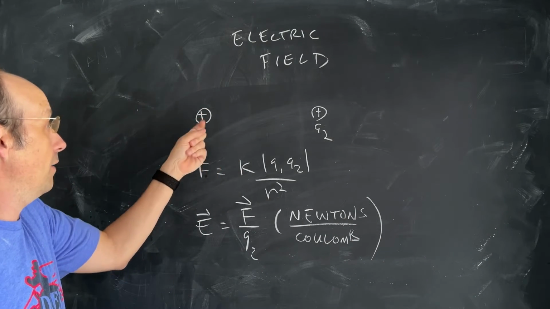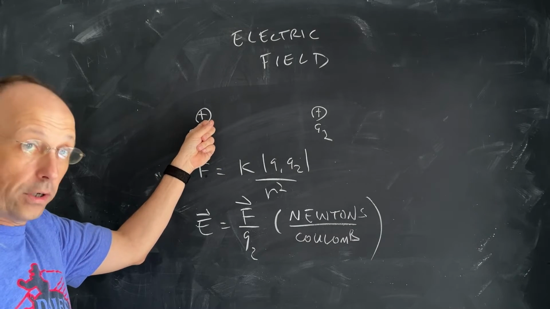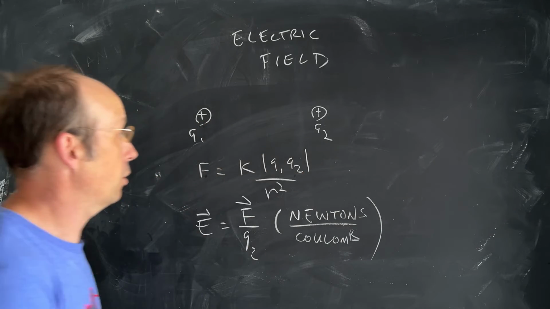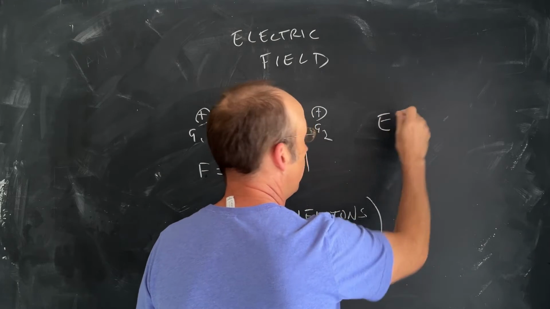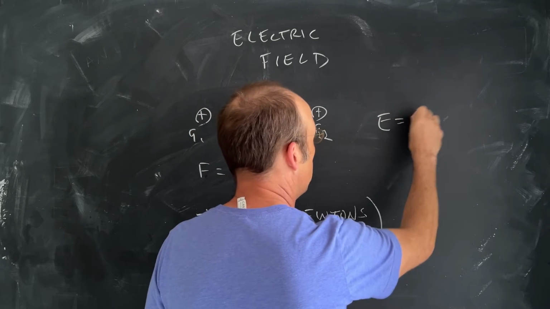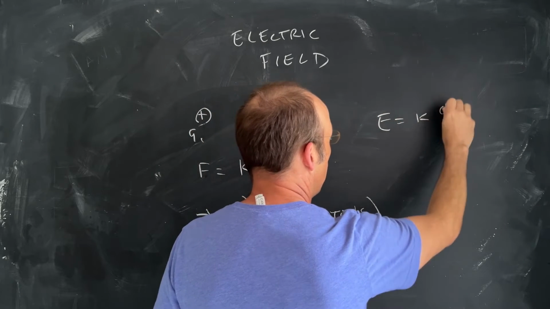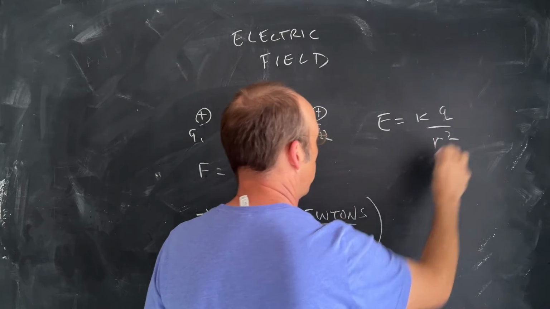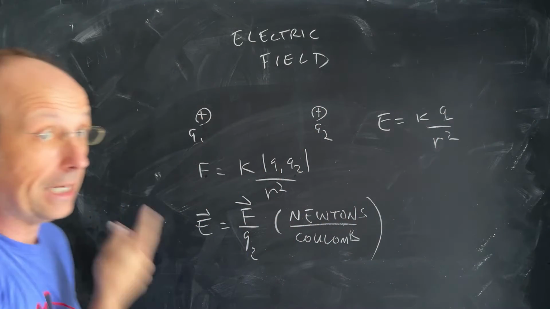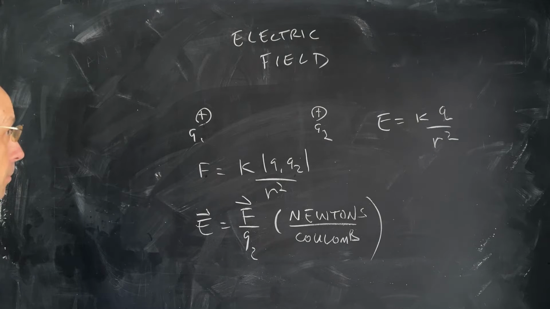And since I know the expression for the force due to one charge and I divide by that charge, I get the magnitude of the electric field due to a single point charge is kQ over r squared. It is a vector, but that's just the magnitude. The electric field.